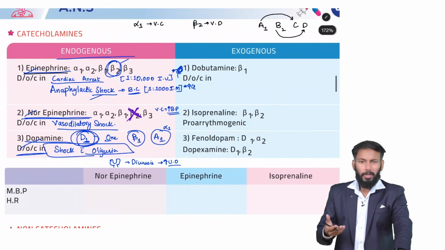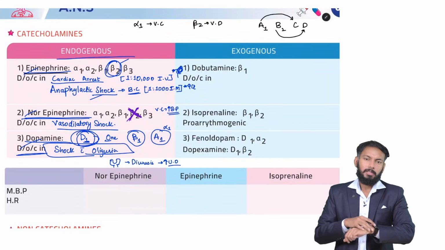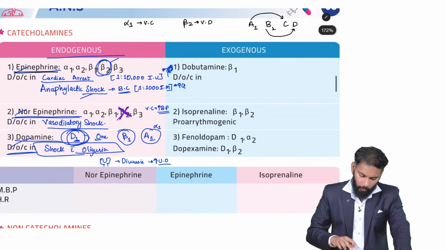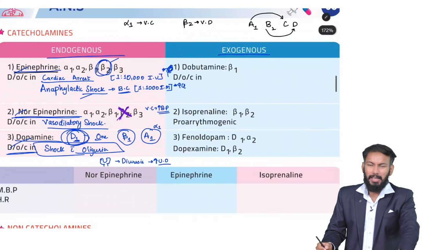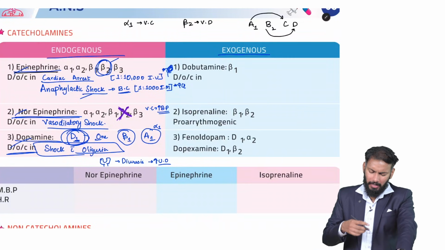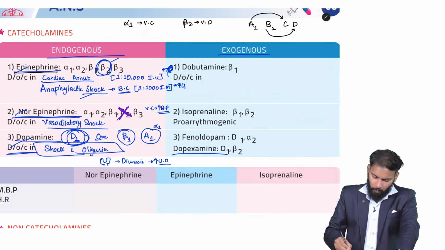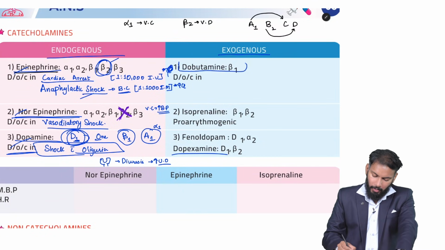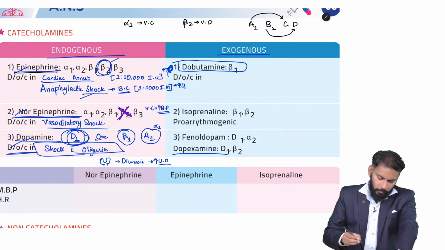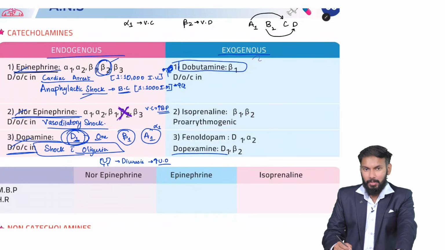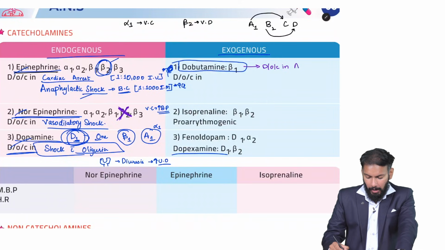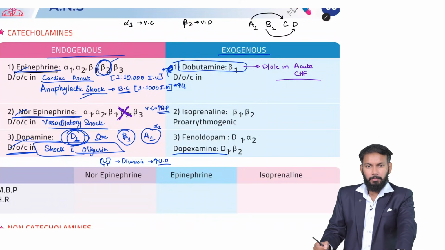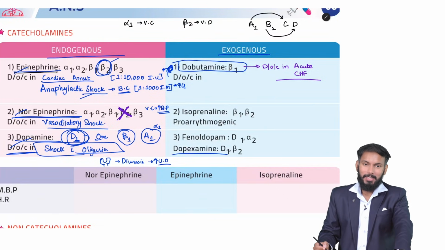Now, then what did we do? We try to make the catecholamines that are not present inside the body. They are known as exogenous catecholamines. There are many names: isoprenaline, fenoldopam, dopexamine. All of these you don't have to remember. One thing I wanted you to remember is dobutamine. Dobutamine works especially on beta 1, and this is the drug of choice in acute congestive heart failure.